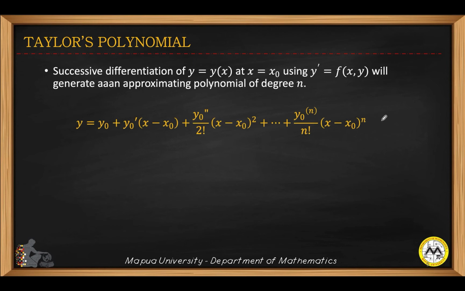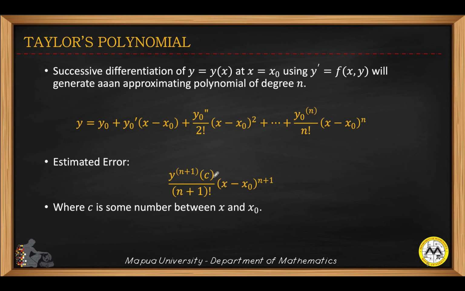So this is the Taylor's expansion that can approximate the solution to the differential equation. The estimated error would be this quantity, which is obtained by taking the next term. So this is the n plus 1 derivative, and then your C here is any value between x and the initial value x sub o.